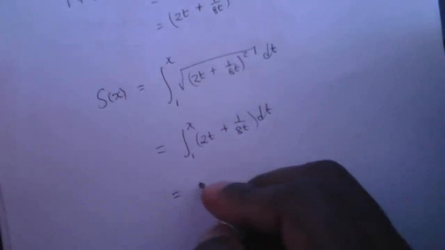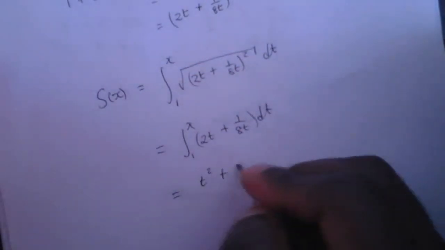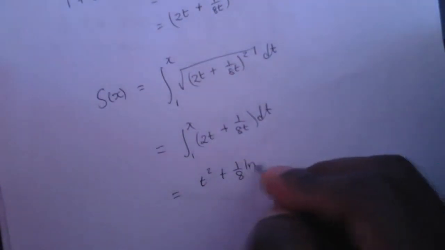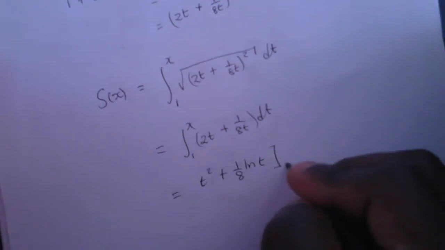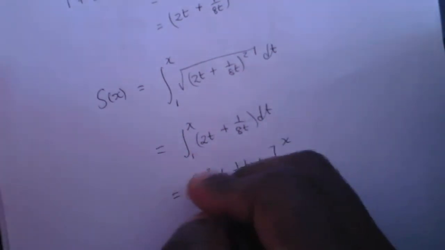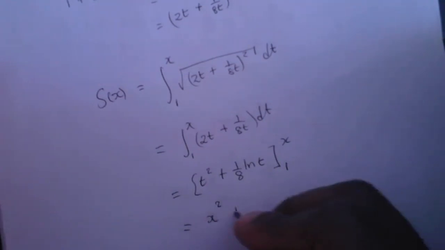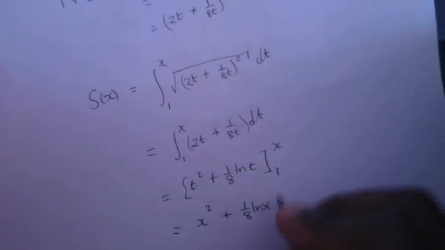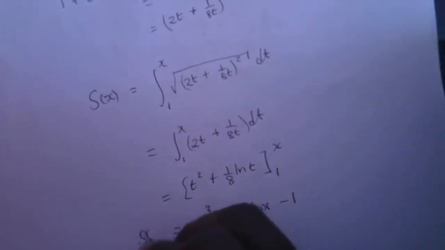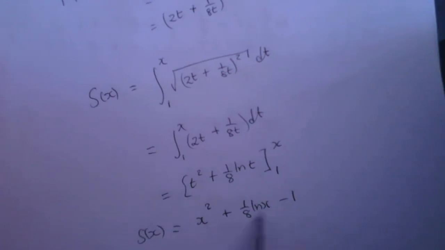And if you integrate that, you just have t squared plus 1/8 ln t, from 1 to x. If you substitute, you have x squared plus 1/8 ln x minus 1. Alright, so that's your arc-length function. Remember, it's a function, that's why you have the variable x there.